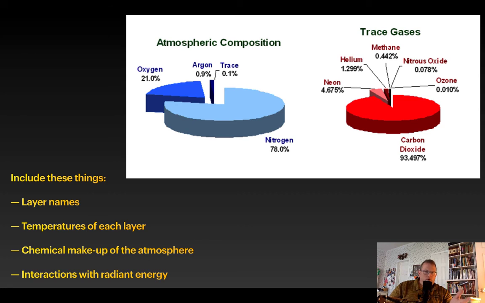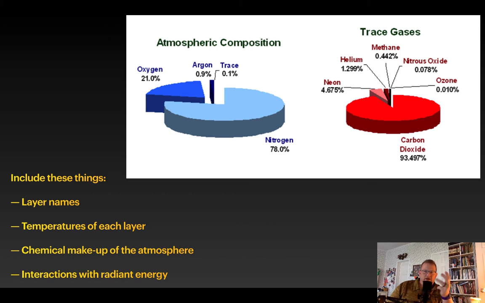Argon makes up about 1%, and then the trace gases make up about 1/10%. So 1/10% is trace gases. Well, what are our trace gases? That's what gases make up that 0.1%. Carbon dioxide makes up about 94% of those trace gases. So 0.009% is carbon dioxide.